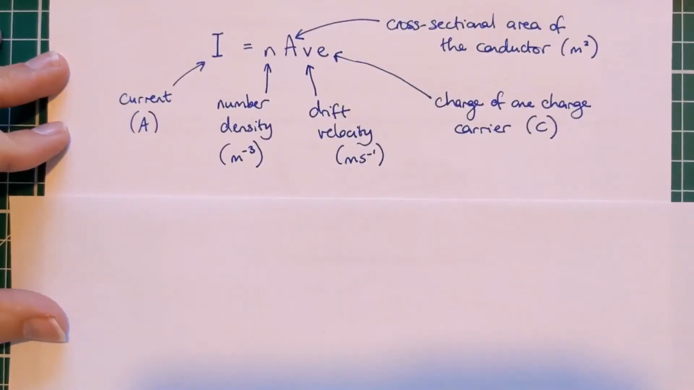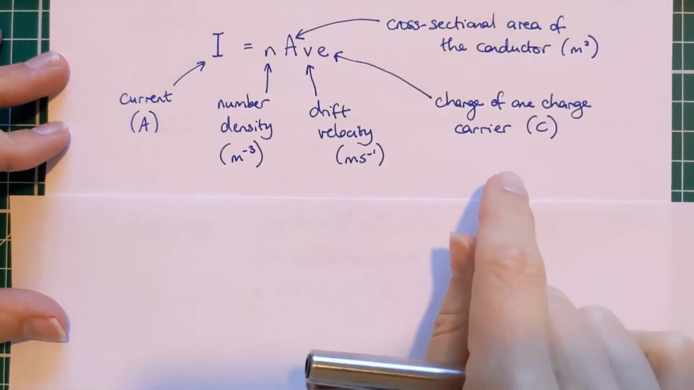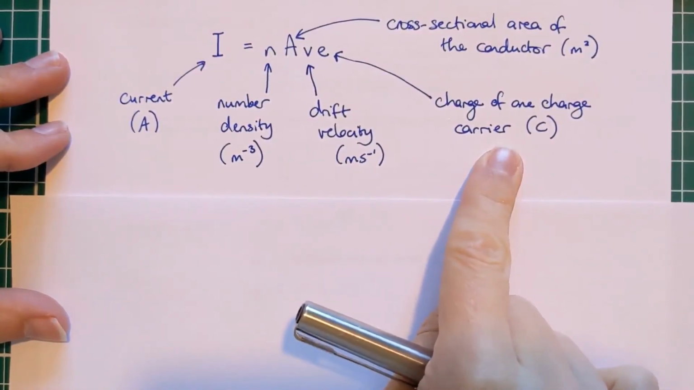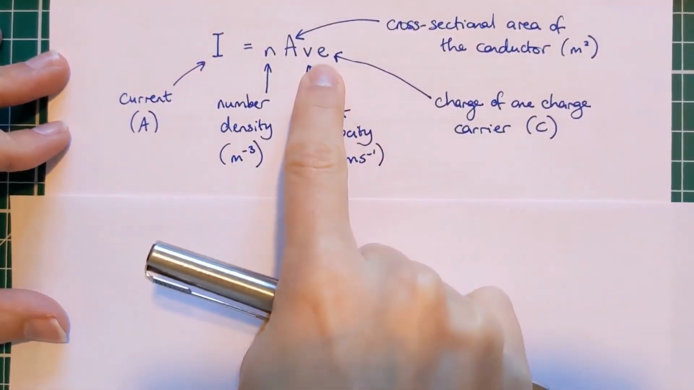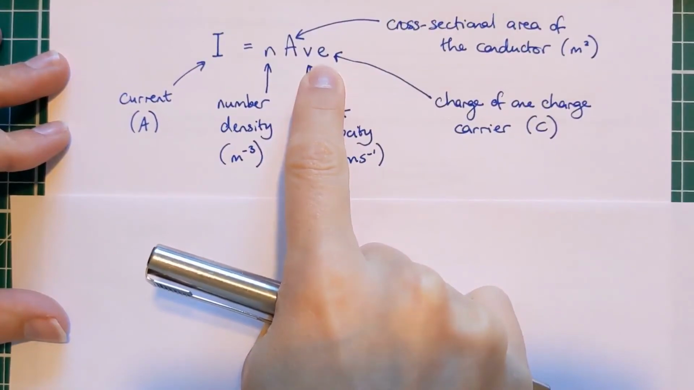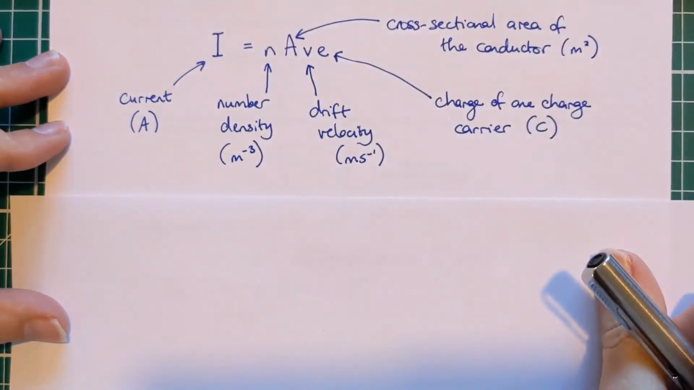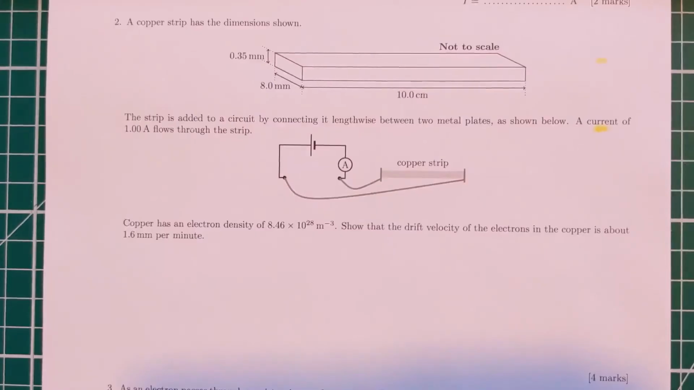This is the formula for drift velocity. Remember that in a wire, the charge carriers are electrons, so little e there is going to be 1.6 times 10 to the minus 19 because we don't care about the minus sign at the front. Pause the video now to have a go at a drift velocity question.